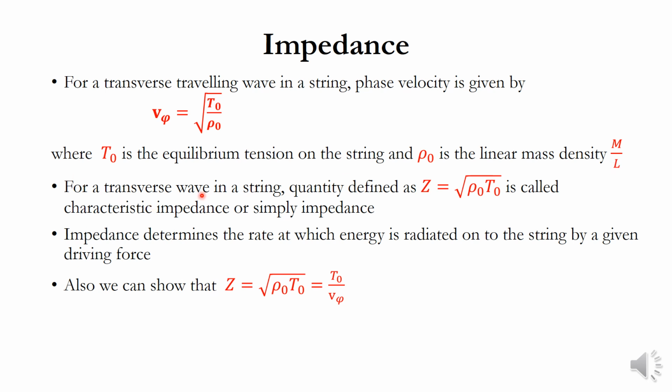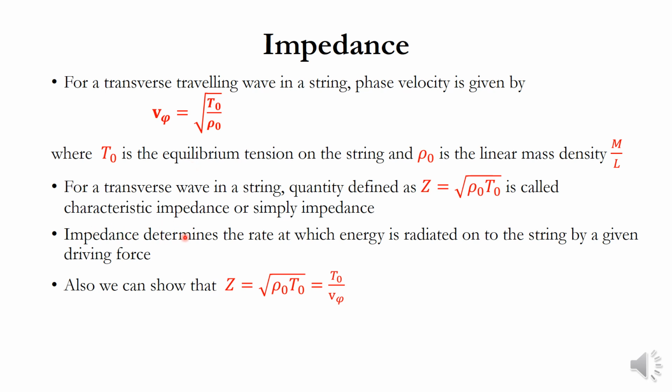For a transverse wave in a string, the quantity defined as Z equal to root of rho 0 T0 is called the characteristic impedance, or simply impedance. So this is the impedance. Impedance is equal to root of rho 0 into T0, where rho 0 is the linear mass density and T0 is the equilibrium tension on the string.